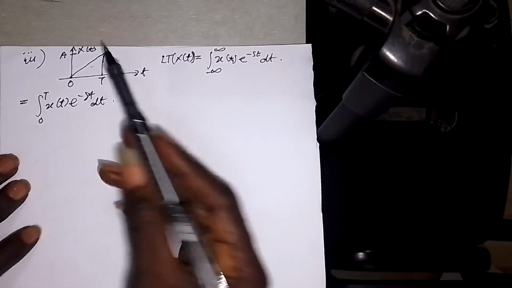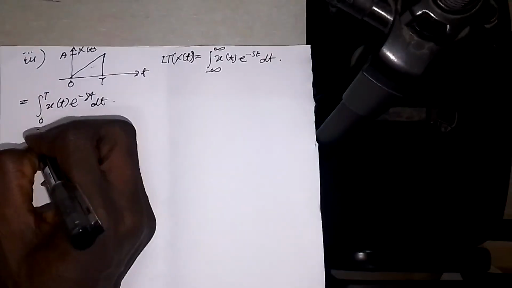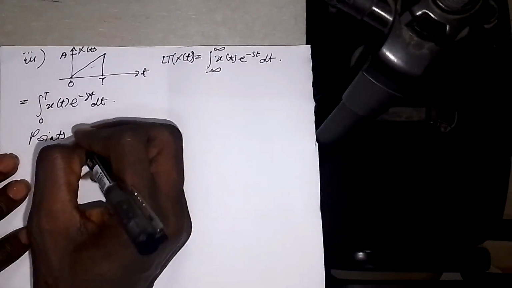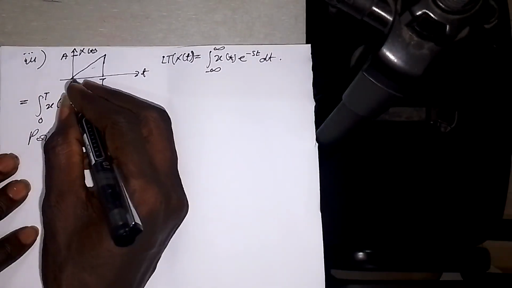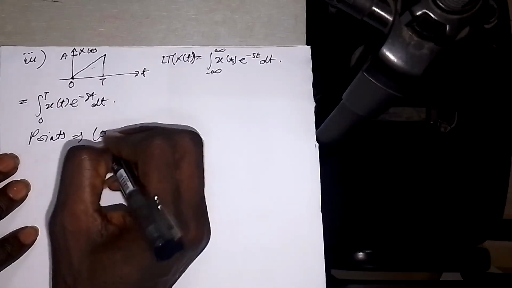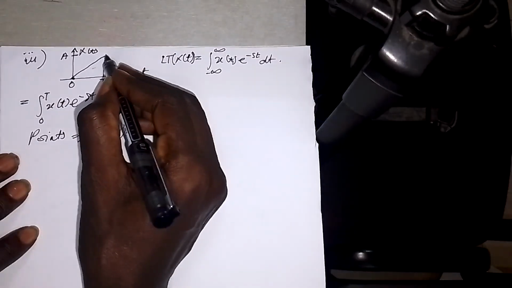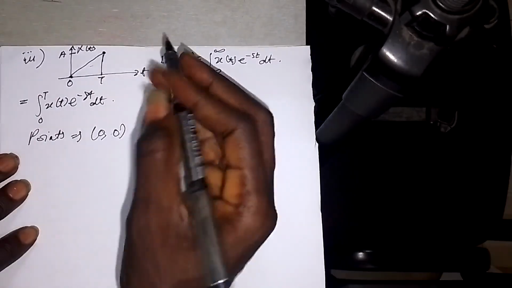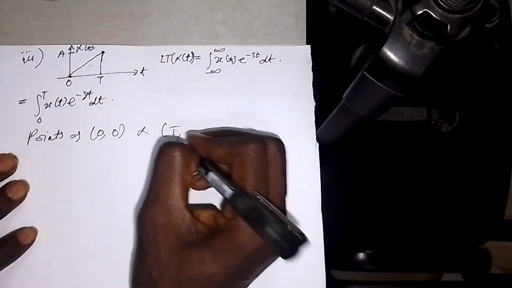of this particular line. Okay, so to find the equation of this particular line, I'll use points. What are the points I'm going to use? Here, this point is 0, 0. So 0, 0. And this point here is T, A. So T, A.